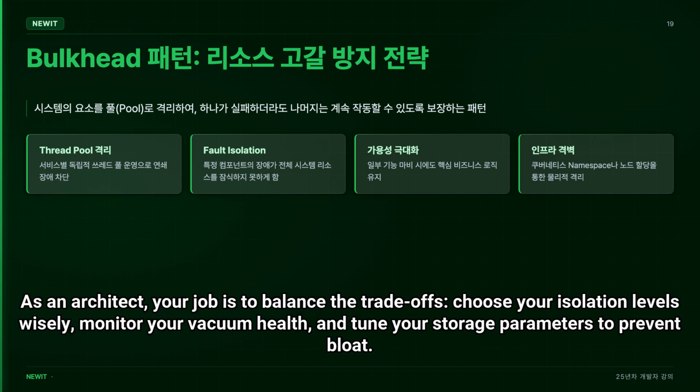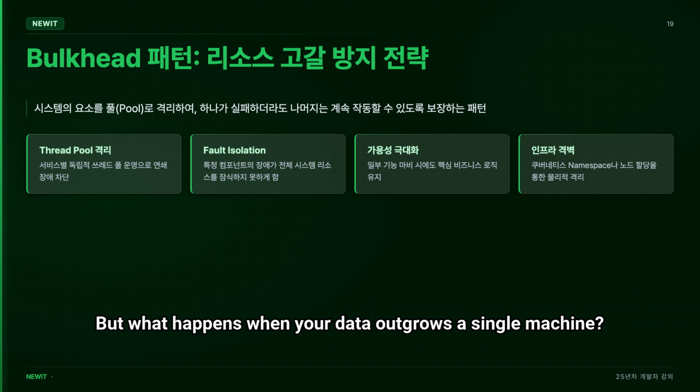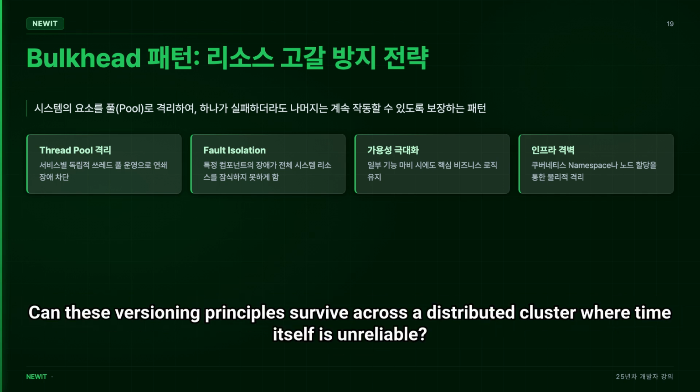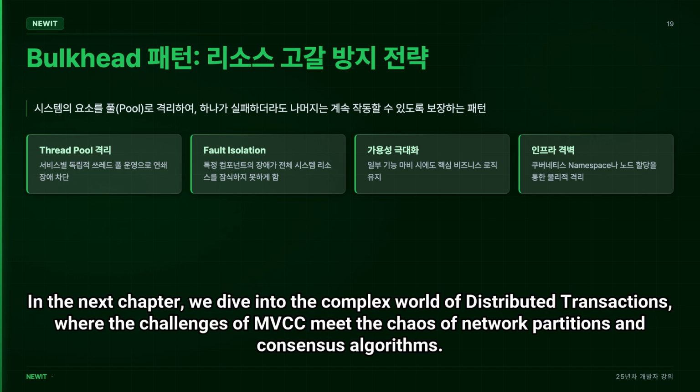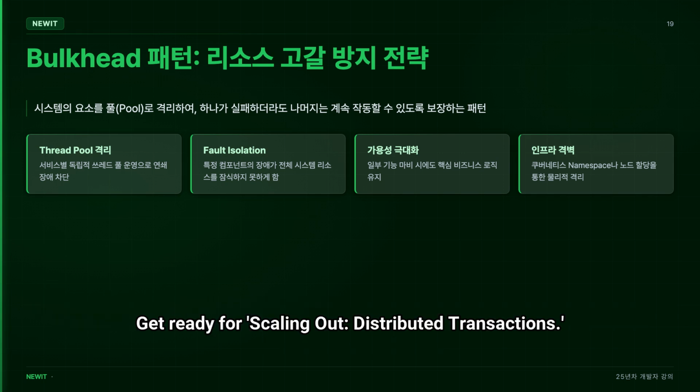As an architect, your job is to balance the trade-offs, choose your isolation levels wisely, monitor your vacuum health, and tune your storage parameters to prevent bloat. But what happens when your data outgrows a single machine? Can these versioning principles survive across a distributed cluster where time itself is unreliable? In the next chapter, we dive into the complex world of distributed transactions, where the challenges of MVCC meet the chaos of network partitions and consensus algorithms. Get ready for scaling out distributed transactions.